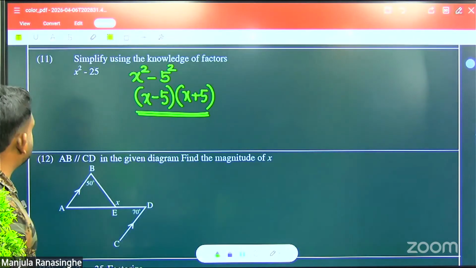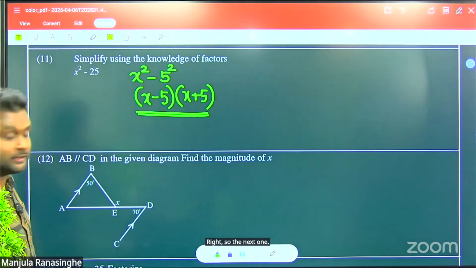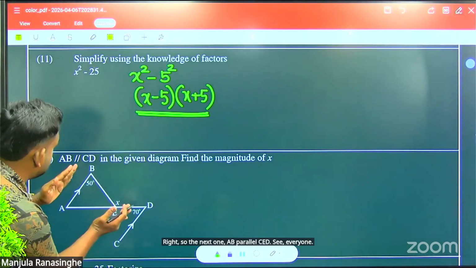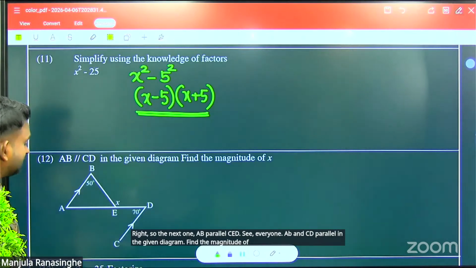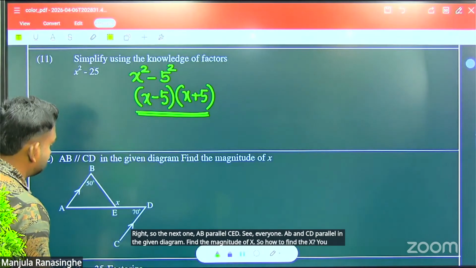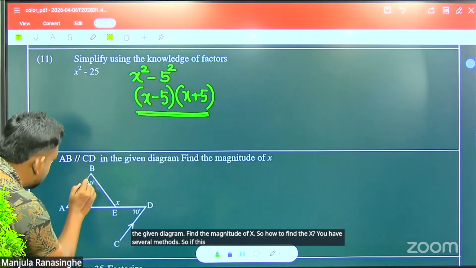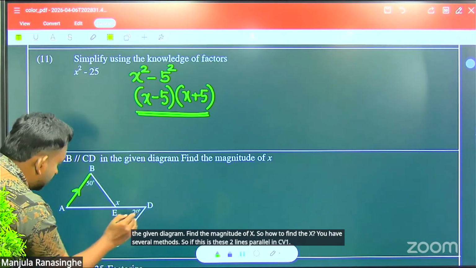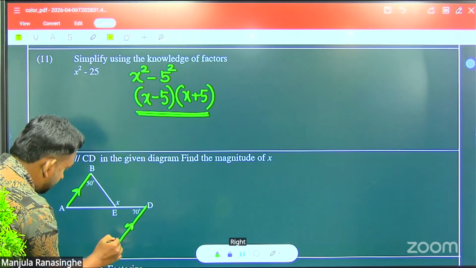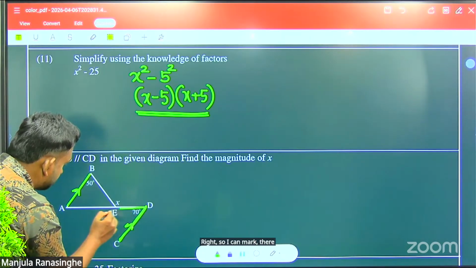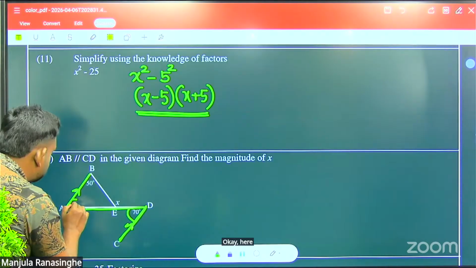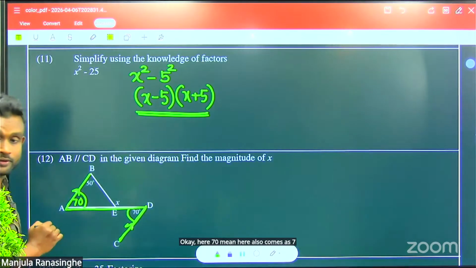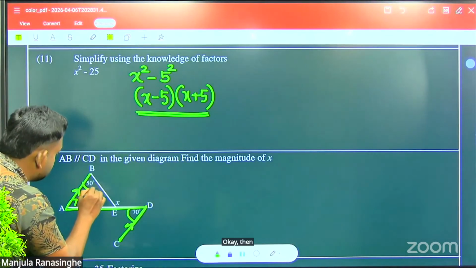Right. So the next one: AB parallel CD. See everyone, AB and CD are parallel in the given diagram. Find the magnitude of x. So how to find x? You have several methods. If these two lines are parallel, I can mark a Z shape here. Here 70 means here also comes 70. Then here 50 there.